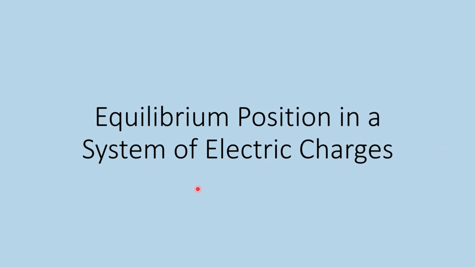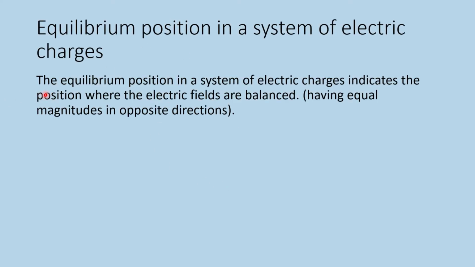Equilibrium position in a system of electric charges. We will take it now from the concept of electric fields. The equilibrium position in a system of electric charges indicates the position where the electric fields are balanced, which means that they have equal magnitudes and they go in opposite directions. In other words, it means that the resultant or the net electric field at that point should be equal to 0. We will use the same rules as the ones we used for the electric force.